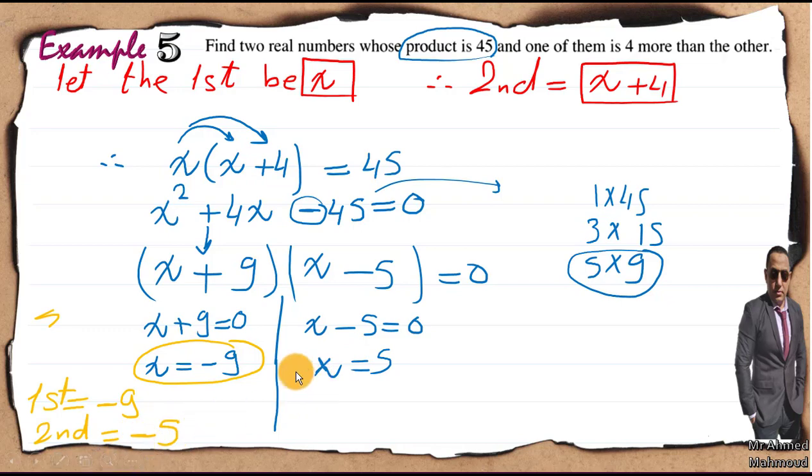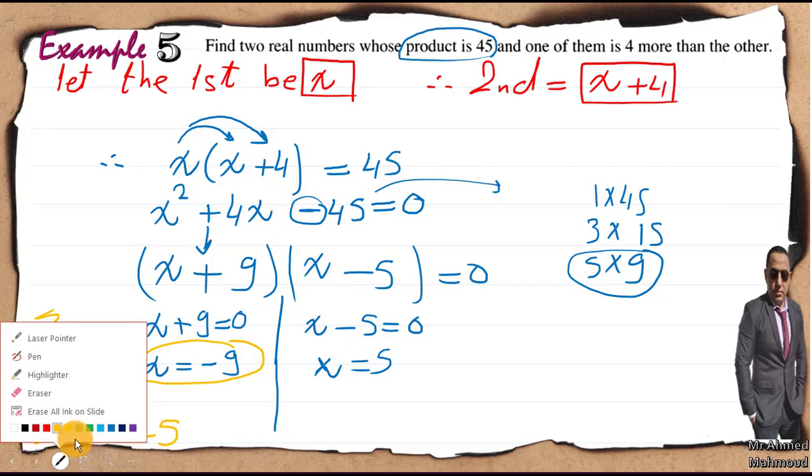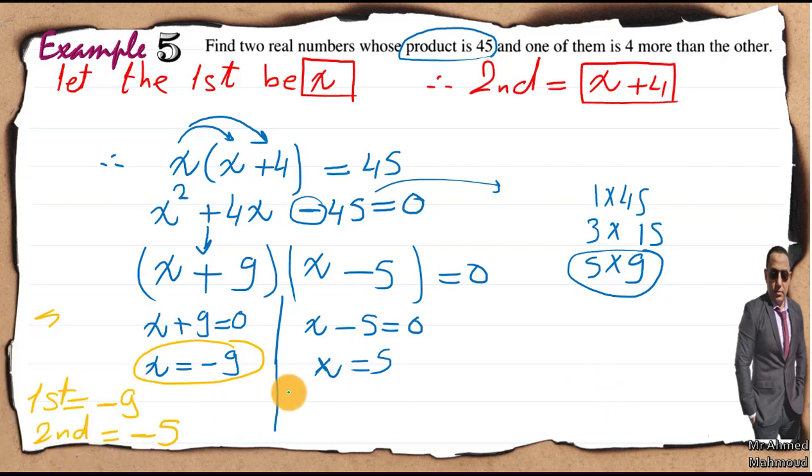The second case, okay, x equals 5, so the first equals 5, the first is x, the second is x plus 4, equals 5 plus 4 equals 9. So the two numbers are 5 and 9, or negative 9 and negative 5. You have to write the two different cases. Don't forget any of the two cases.